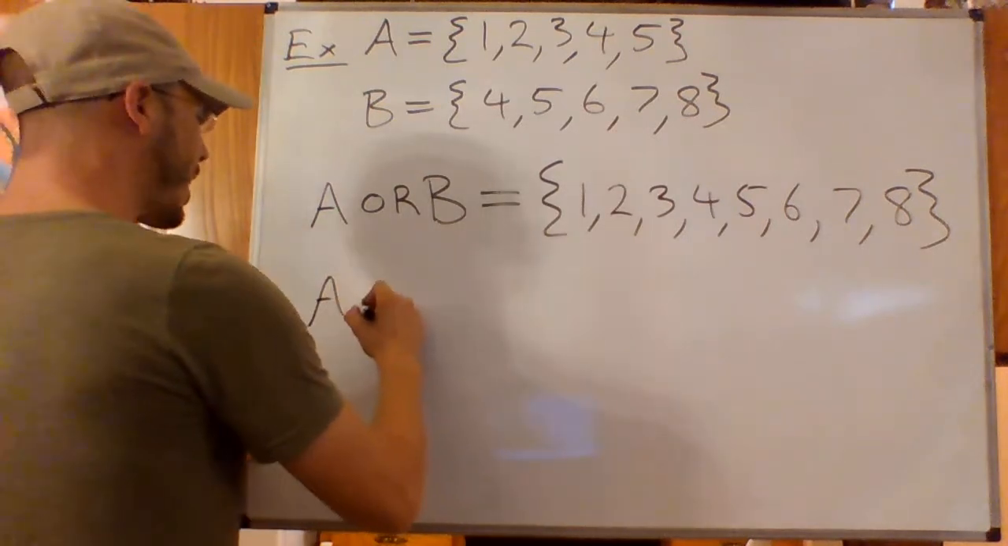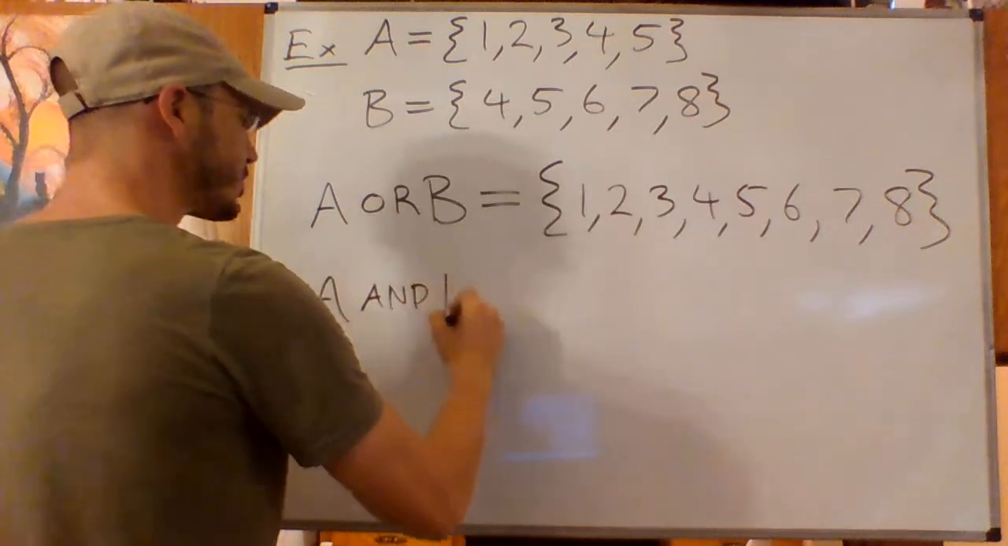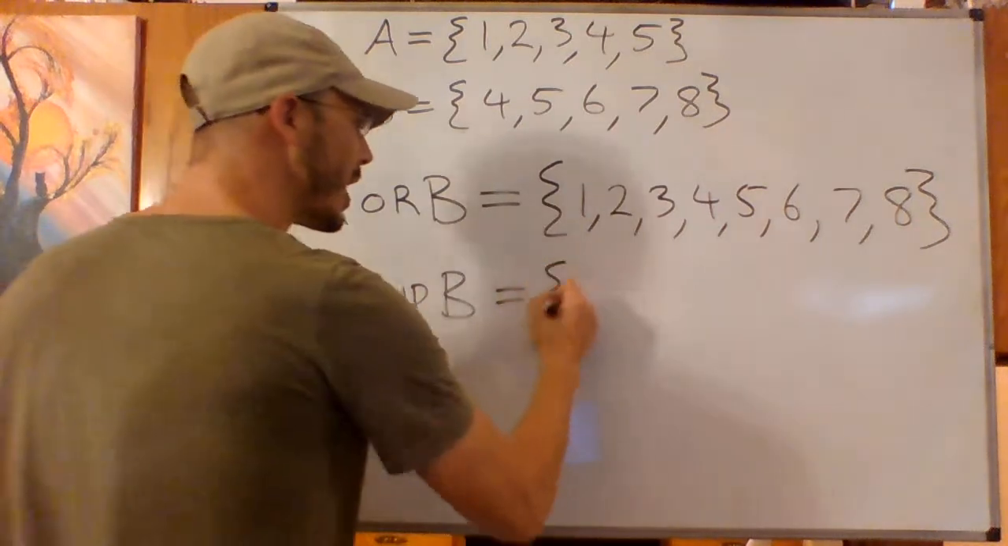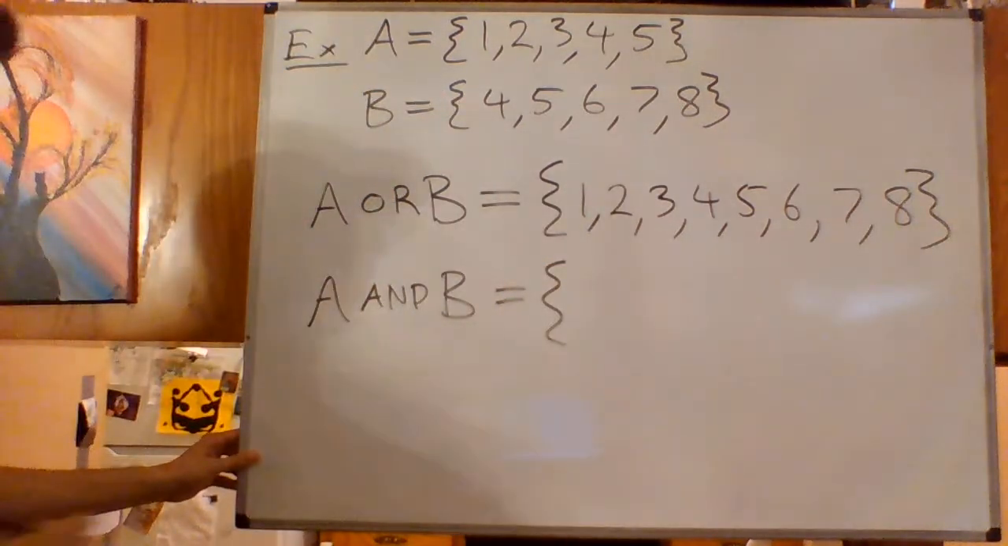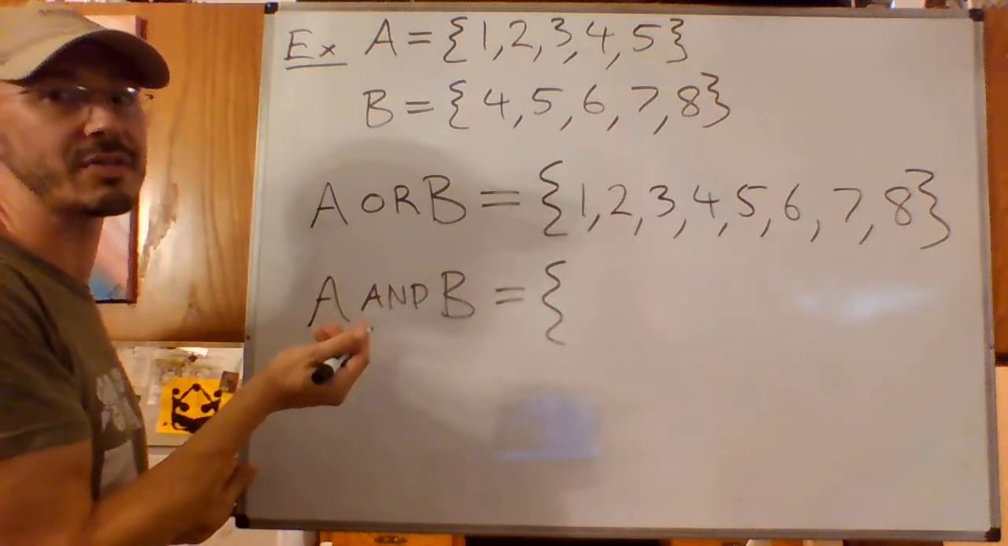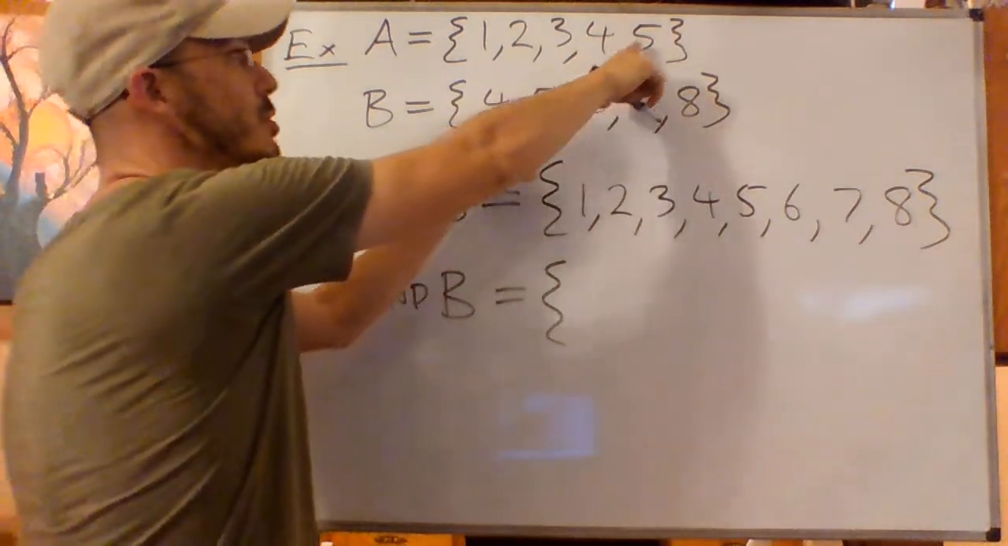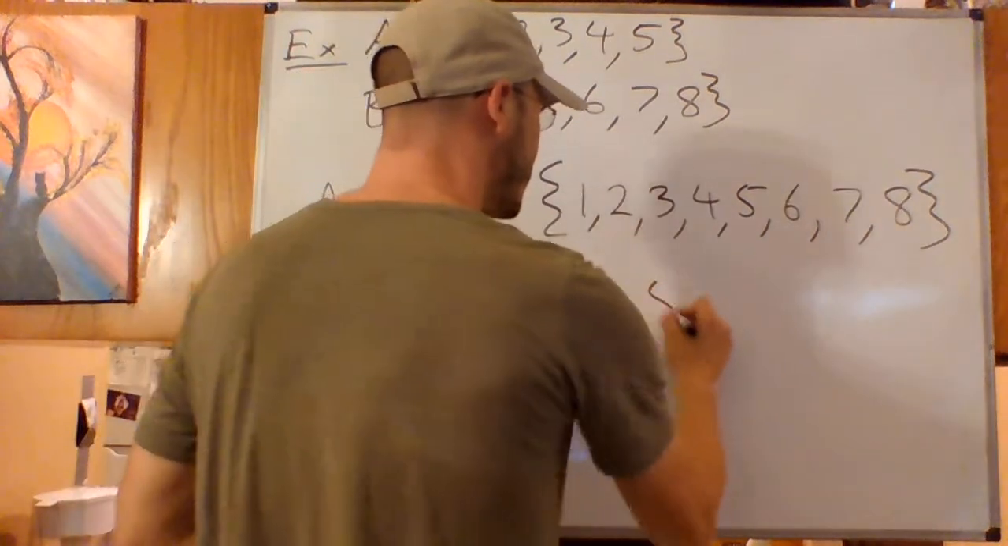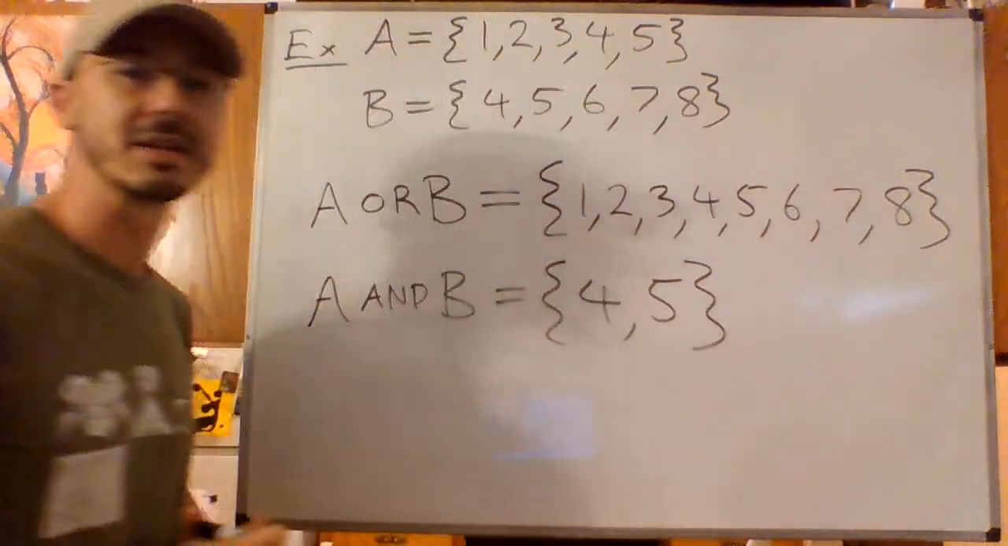The other one, A and B, the elements that are in A and also in B, are just the 4 and the 5. Those are the only numbers that are in both of these events. So that's the and event.